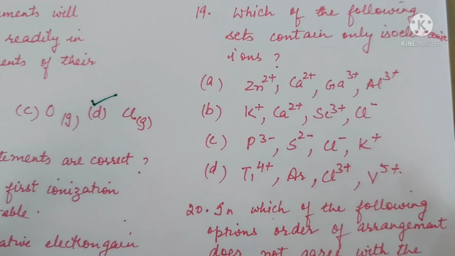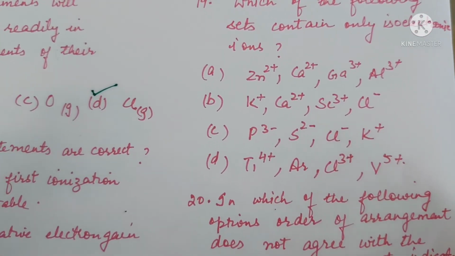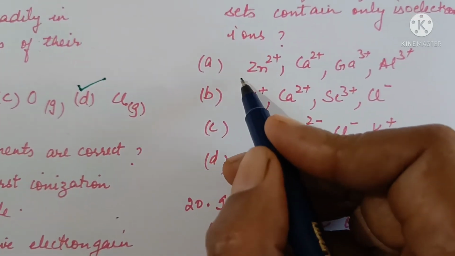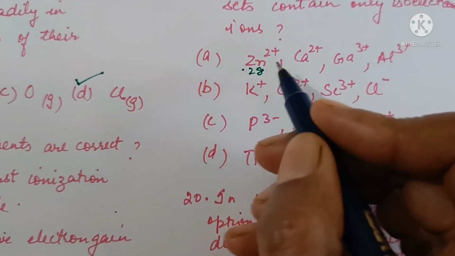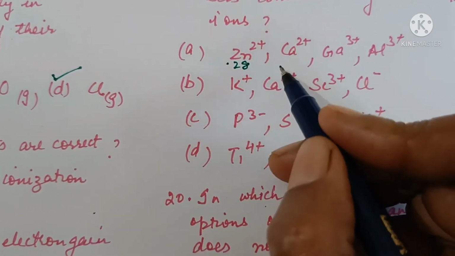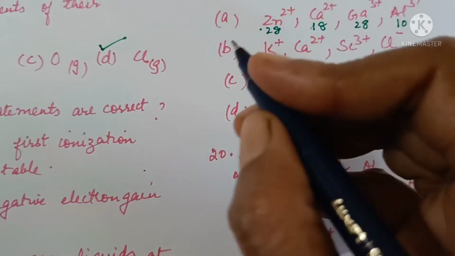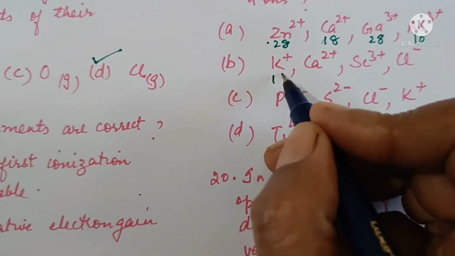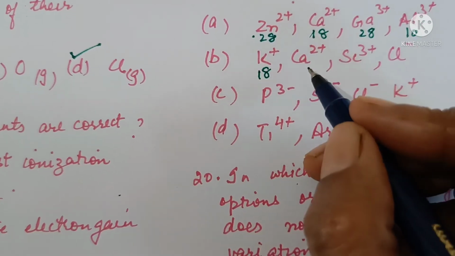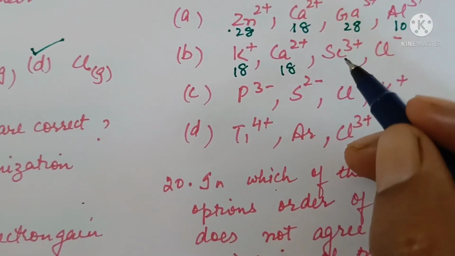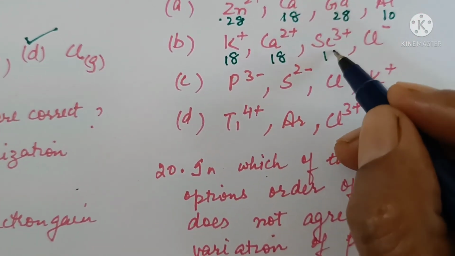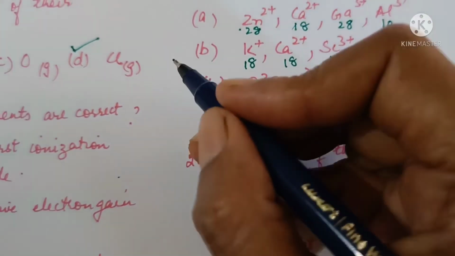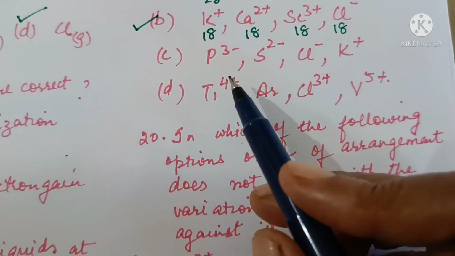Following set contains only isoelectronic ions. Zinc 30 with 2 positive charge means 28. Calcium 20 with 2 positive means 18. Potassium 19 with 1 electron less is 18. 20 with 2 electrons less is 18. 21 with 3 electrons less is 18. 17 with 1 electron more is 18. So these are isoelectronic ions.